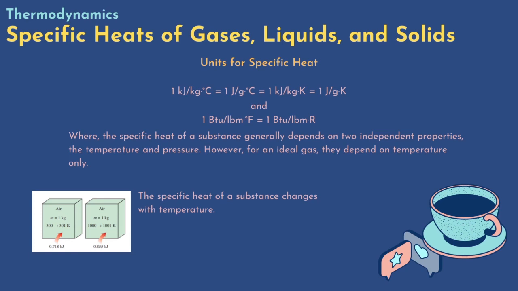For the English system, 1 BTU per pound-mass degree Fahrenheit equals 1 BTU per pound Rankine. In general, a substance's specific heat is determined by two separate quantities, temperature and pressure. However, for an ideal gas, they depend on temperature only. Because all real gases approach perfect gas behavior at low pressures, their specific heats are solely determined by temperature.